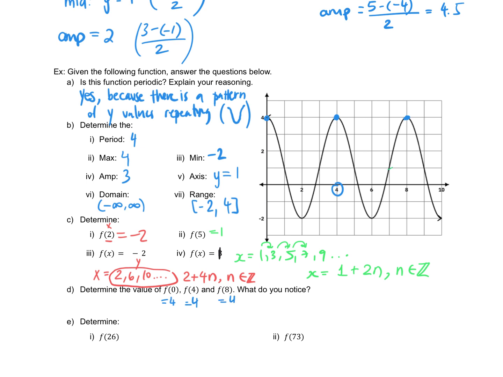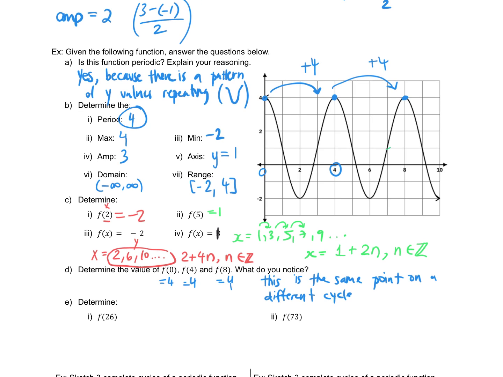And why is that? Because the points that we just found are the same point on the cycle. It's just a period later. So the period we know is 4 units. So if I add 4 to go from 0 to 4, I'm at the same point. I add 4 to the x value, and again, I'm at the same point. So this is the same point on a different cycle.